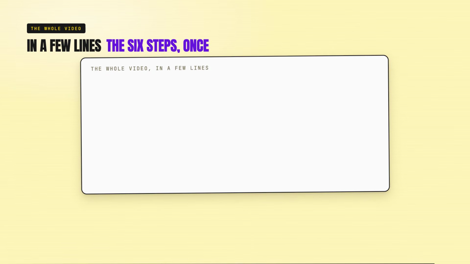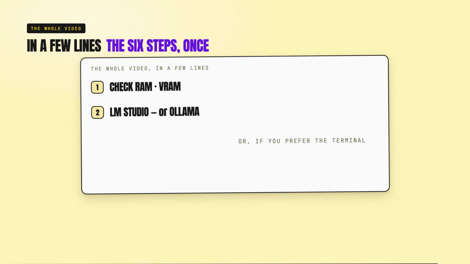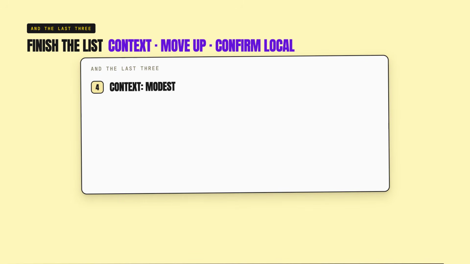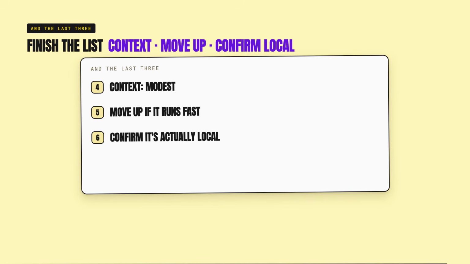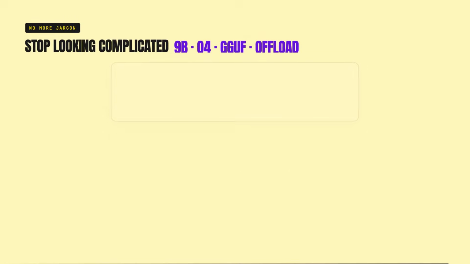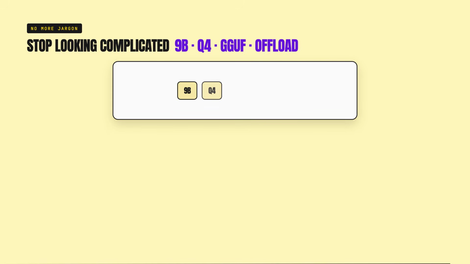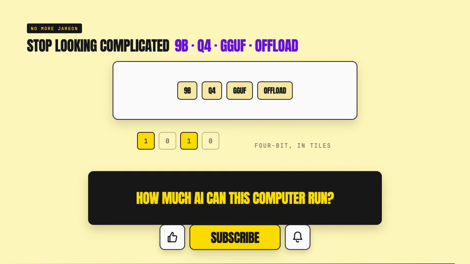So here is the entire video in a few lines. Check your RAM and VRAM. Start with LM Studio if you want the easiest graphical setup, or Ollama if you prefer the terminal. Choose a 4-bit model smaller than you think you need. Keep the context modest. If it runs quickly and you have memory left, move up. And if privacy matters, confirm that the model is actually running locally. Once you understand those rules, terms like 9 billion, Q4, GGUF, and GPU offload stop looking complicated. They all help answer one question: how much AI can this computer run comfortably?